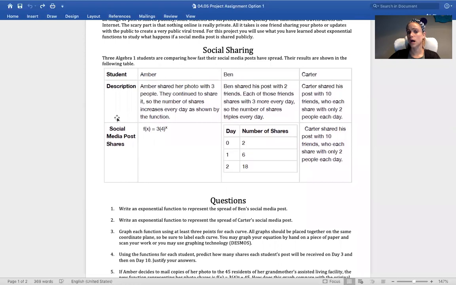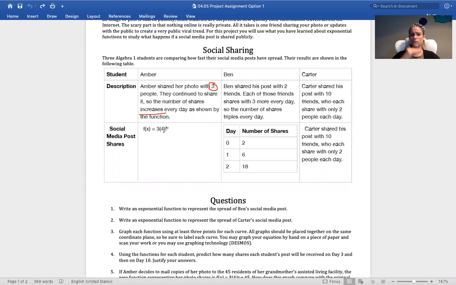We're going to focus on Amber because if we look at Amber, they've already given us the equation. So we can use Amber's data to help us be successful in recreating it for Ben and then for Carter. So Amber's verbal description: Amber shared her photo with 3 people. They continued to share it, so the number of shares increases every day as shown by the following function. f of x equals 3 times 4 raised to the power of x.